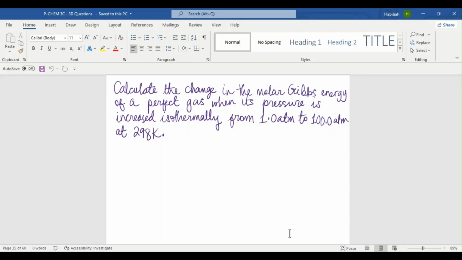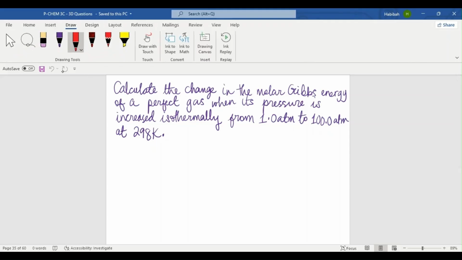So the first thing you have to note is that we're asked to find the change in molar Gibbs free energy. So that's basically what we're looking for, which is going to be change in GM, of a perfect gas. So we're doing the perfect gas when its pressure is increased isothermally. Isothermally means the change in T is zero, or we have just one temperature throughout the entire process, meaning the temperature is constant throughout the entire process.